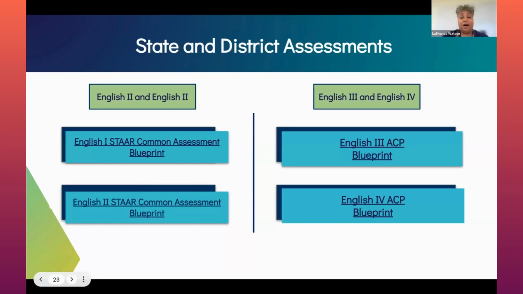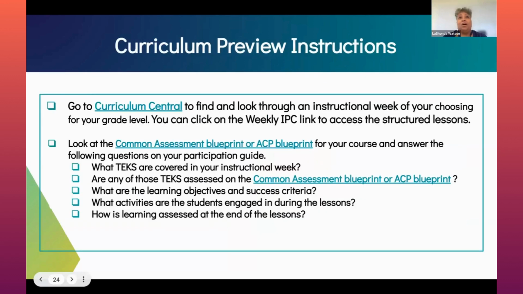So please feel free to pause the video to take a look at these documents. So now you have the opportunity to look at alignment between what's in the Q3 curriculum, particularly for the first week of instruction or any week that you'd like to choose, and the assessment. If you are teaching English 1 and 2, you would want to take a look at the Common Assessment Blueprint. If you are teaching English 3 or 4, you would want to look at the ACP Blueprint for that particular course.